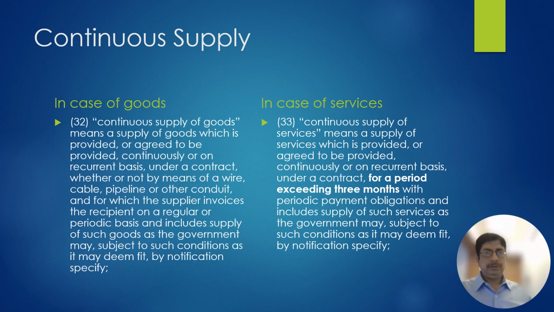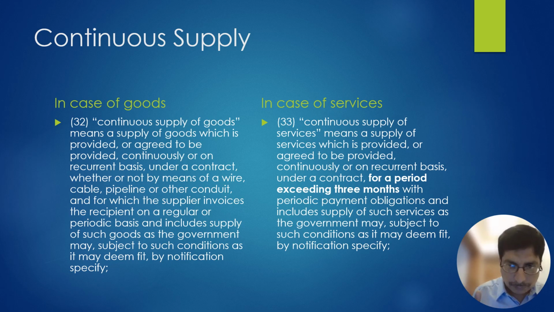There is one more concept of continuous supply. Section 2 subsection 32 and section 2 subsection 33 define continuous supply of goods and continuous supply of services respectively. Let's take an example: a CEO office has a contract with a water supplier to supply daily 2 jars of water of 20 liters. This is an example of continuous supply of goods.